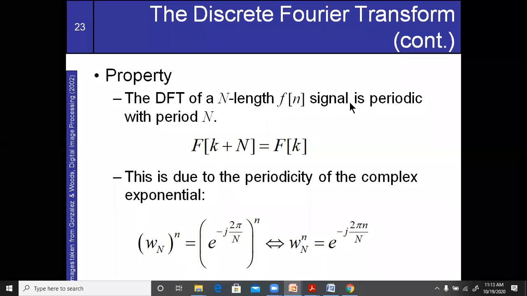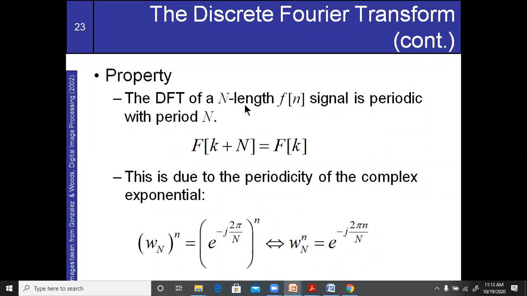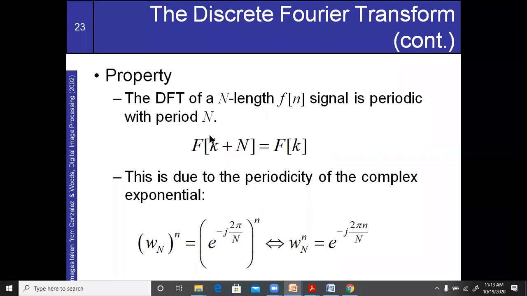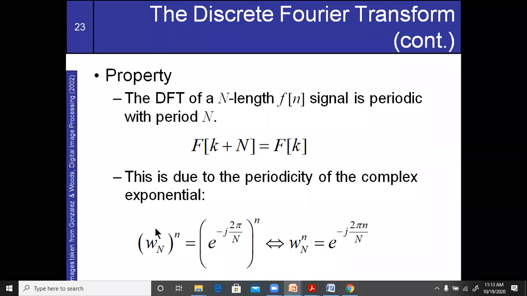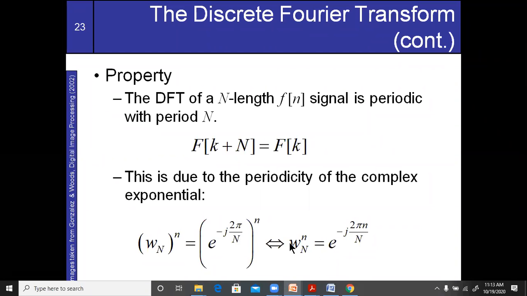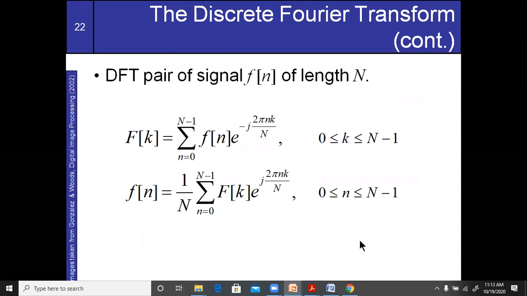Also, the DFT of a length N signal is periodic with period N. We write it as F[k plus N] equal to F[k], because it is periodic. This is due to the periodicity of the complex exponential, and the complex exponential is written something like this: W_N to the power n, where W_N is e to the power of minus j 2 pi by N. So this e to the power of minus j 2 pi n, or rather W_N to the power N, is already there in our expression, which is over here, right?